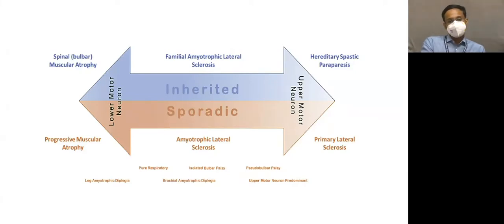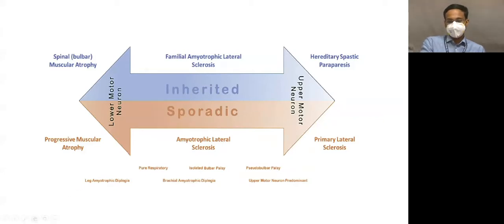However, it is important to understand that there are other variants of motor neuron disease, and we classify them based on whether they have an inherited etiology, that is, if they have a positive family history, other siblings being involved, or if they are sporadic onset. And we divide them further into whether they are lower motor neuron dominant or upper motor neuron dominant. And based on that phenotype, we classify them into different kinds.